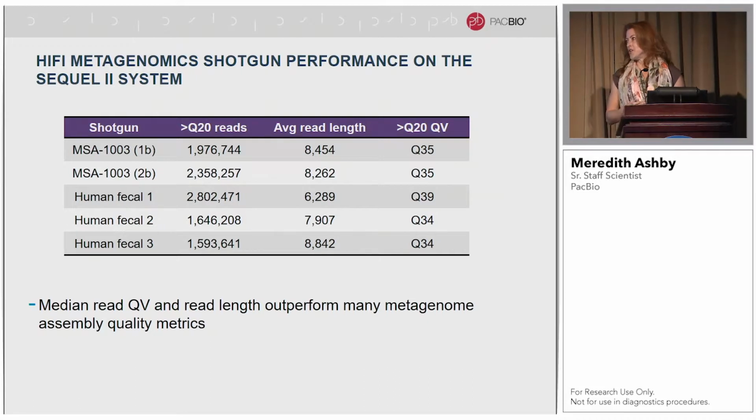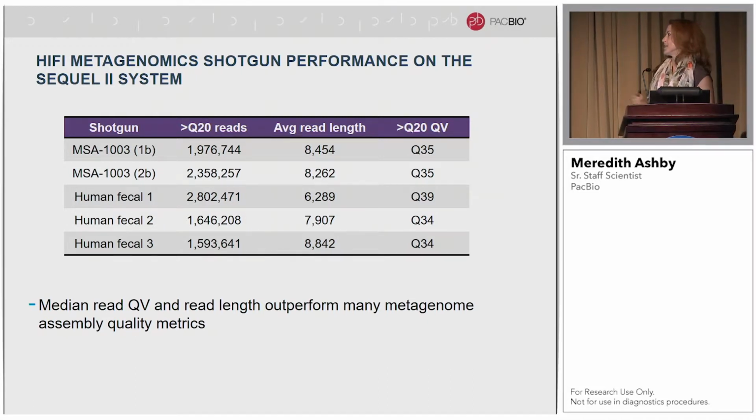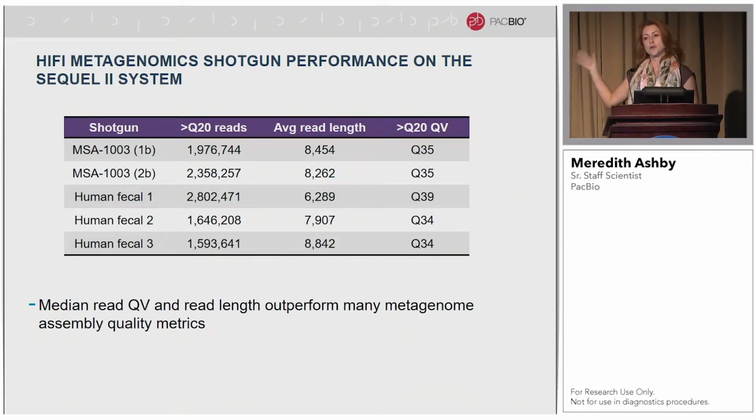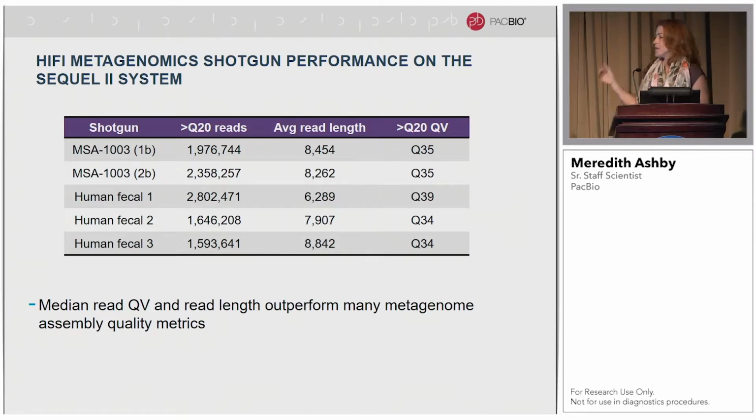So the next way that you can use HiFi data is doing shotgun sequencing. So here we have two different sample types. One is the mock community, which is always a great place to start with proof of concept. But then we also sequenced 3 different human fecal samples. And I think the take-home message here is that these QV and read length metrics outperform many short read assemblies, right? And so I don't think that's any big surprise to anyone. Getting contiguity is always easier with long reads than it is with short reads.